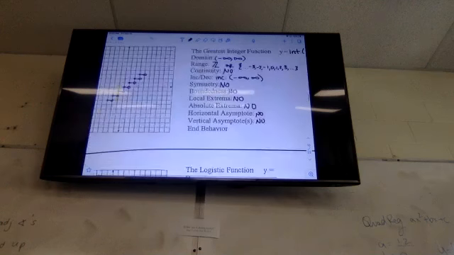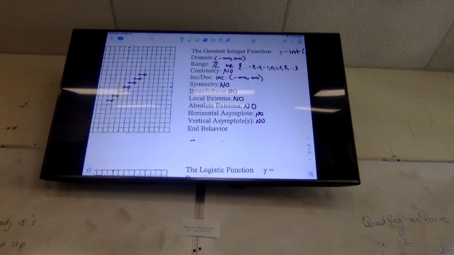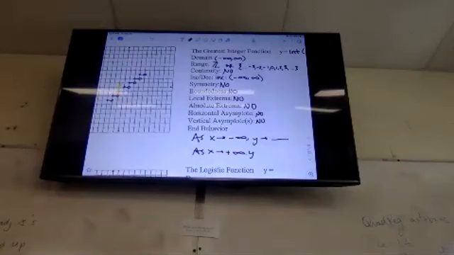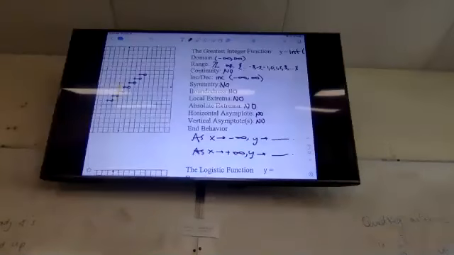And then let's do our end behavior. So as x approaches negative infinity, what does y do? And as x approaches positive infinity, what does y do? In this case, y is just approaching negative infinity as my x's get smaller, and it's approaching positive infinity as my x's get bigger. So it just matches what we're doing.